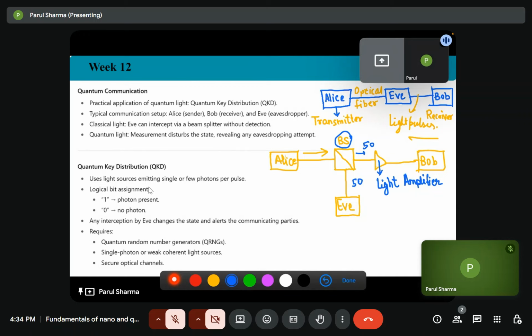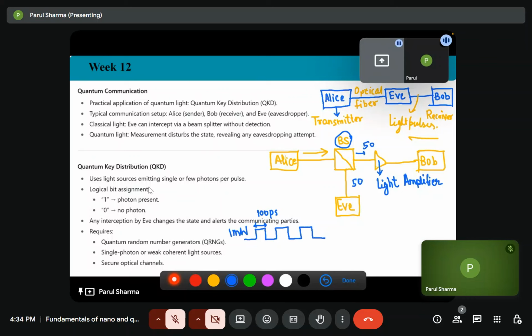Suppose we have a stream of light pulses, which has a pulse width of 100 picoseconds, and the power is 1 milliwatt. So how many photons? It depends on the pulse width.